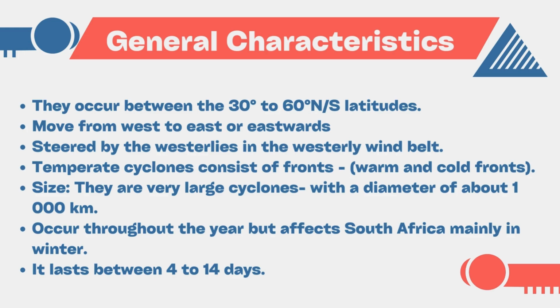A key feature of mid-latitude cyclones is that they consist of two main fronts, a warm front and a cold front. These fronts develop because of the clash between the warm tropical air and cold polar air. This interaction creates instability, leading to different types of rainfall and changing weather conditions.